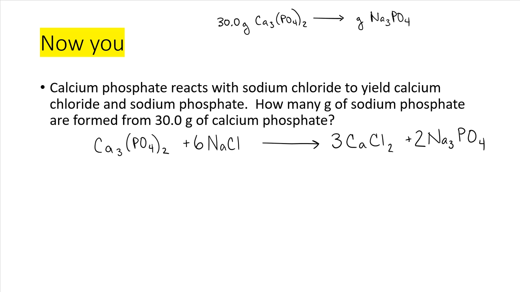Once again, two different compounds. Calcium phosphate is different than sodium phosphate. Whenever you have two different compounds, the only way you can go between them is through their number of moles from the balanced chemical equation.